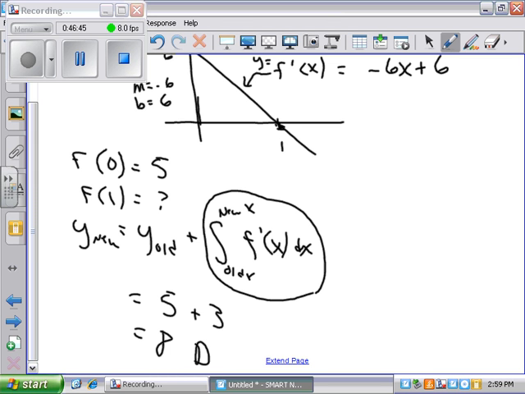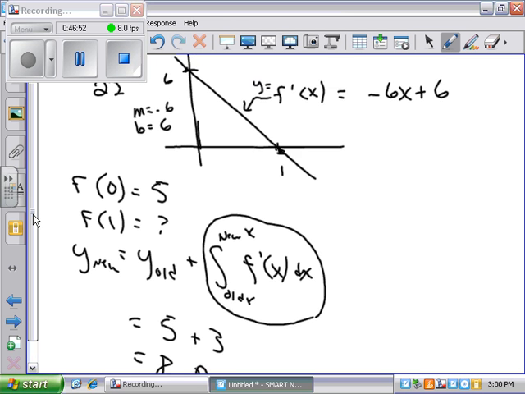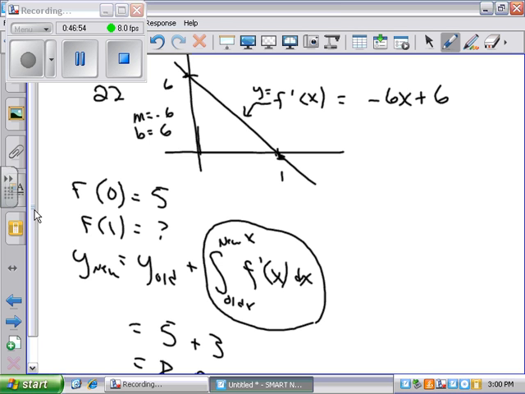D as in derivative. Okay. From the other way, there are 2 other ways to do this. You could just take the antiderivative of this to get what y is. You're going to have a plus c. Use this point to figure out what c is, and then get f of 1. Plug 1 in. Or you can do this.